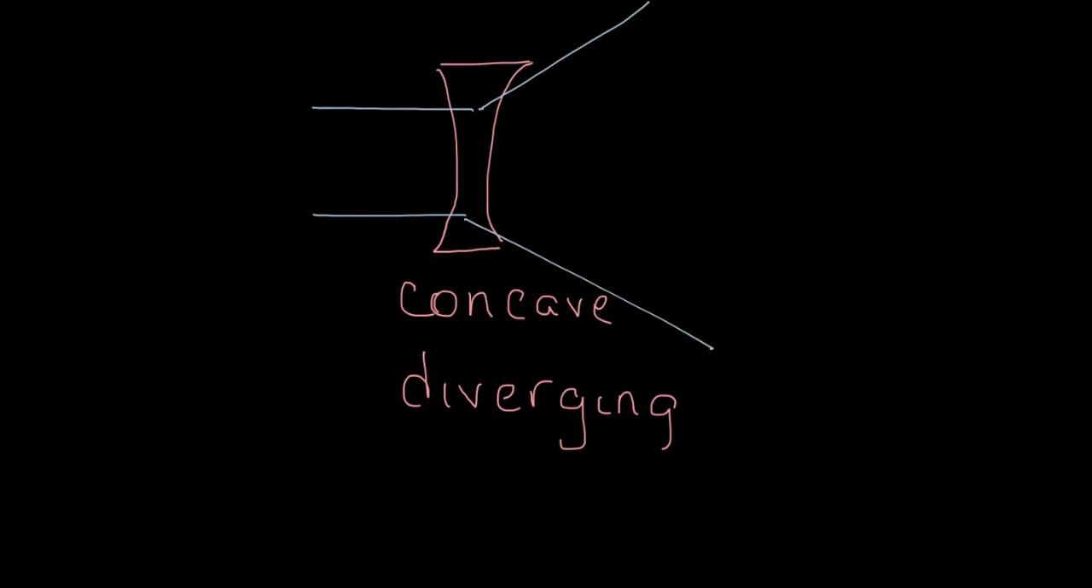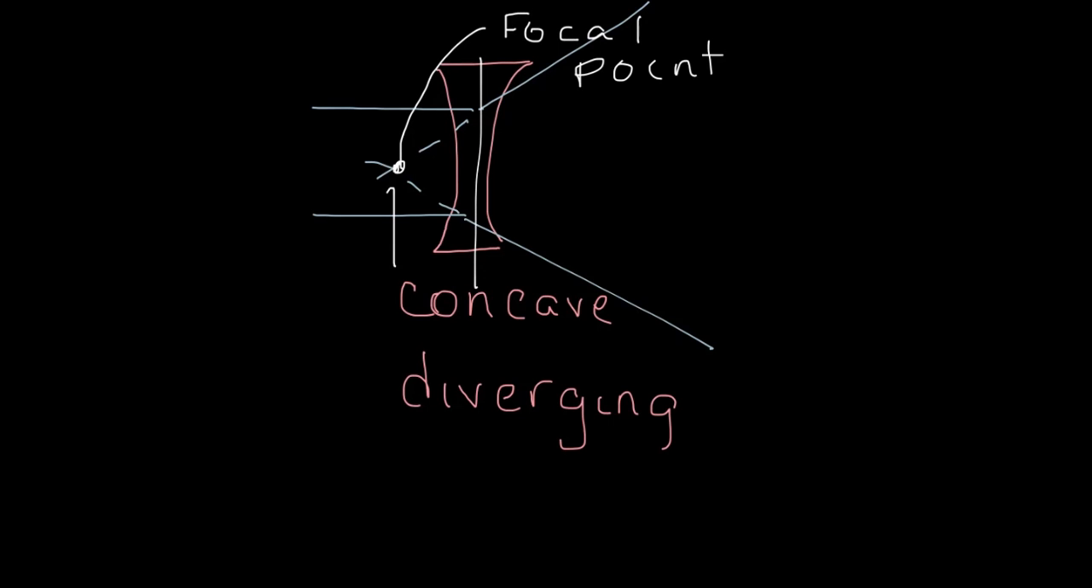Okay, so you have to draw back to find the focal point. And then the focal point would be where the rays meet. So this is the focal point. And from the center of the lens to that meeting point is your focal length.